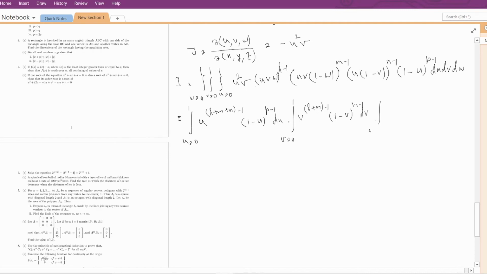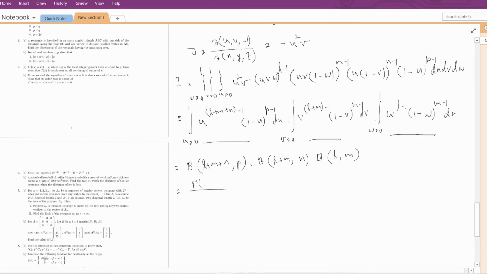Similarly for w, we will get the integral from w equal to 0 to 1 of w to the power L minus 1 into (1 minus w) to the power m minus 1 dw. So we can see this is the beta function, where from this we can write beta(L plus m plus n, p) into beta(L plus m, n), and for this it will be beta(L, m). If we expand all these beta functions, we will get gamma(L plus m plus n) into gamma(p) divided by gamma(L plus m plus n plus p).